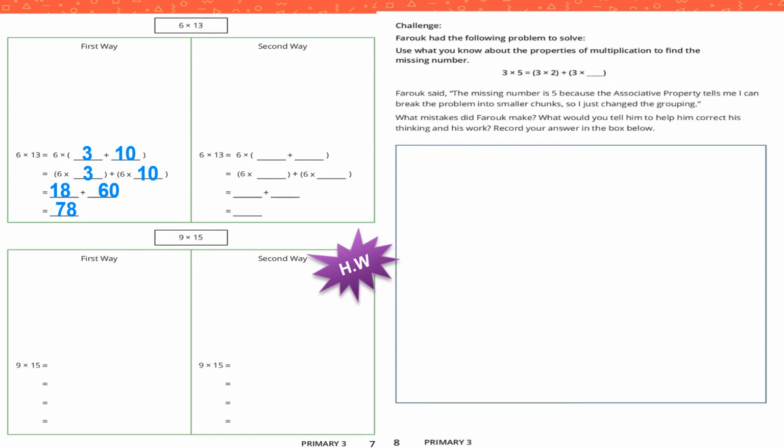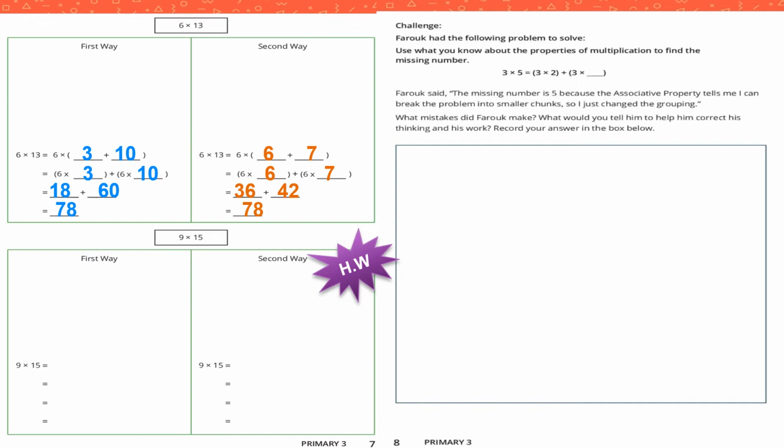In the second way, I will split 13 into 6 and 7. 6 plus 7 equals 13. Then we will distribute this 6 one time with 6 and one time with 7. 6 times 6, 36. 6 times 7, 42. Let's add 6 plus 2, 8. 3 plus 4, 7. And the last question will be homework. We will distribute by the same way, using distributive property.